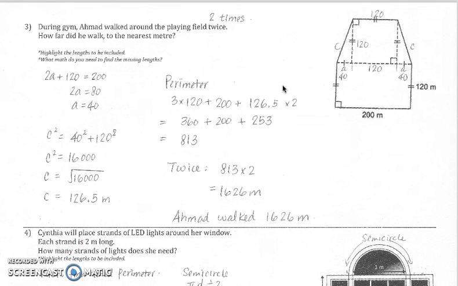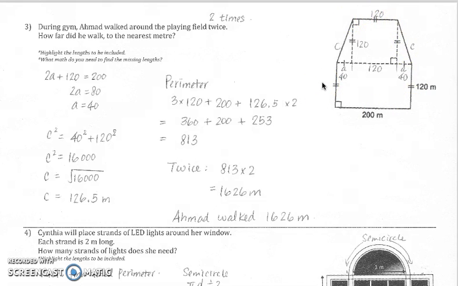Question 3. During gym, Ahmad walked around the playing field twice. So twice means 2 times. How far did he walk to the nearest meter? So where is he walking exactly? He is walking around just this side, here, here, here, here, and here. So 1, 2, 3, 4, 5, 6 sides.